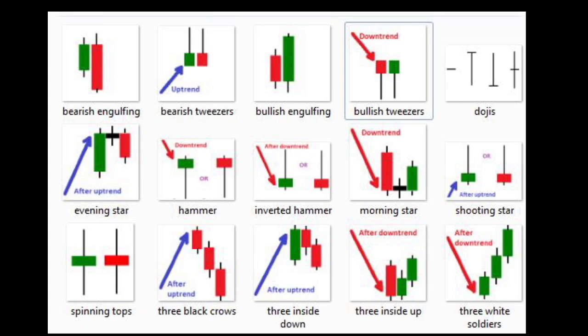Then we have, let's see here, the evening star over here in the left middle. That one is going to be the opposite of a morning star, and I'll touch on the morning star momentarily. The evening star is going to appear during a bullish trend. Basically, it's going to start with the bullish green candle. It's going to be followed by a small bearish or bullish candle. It could be different each time.